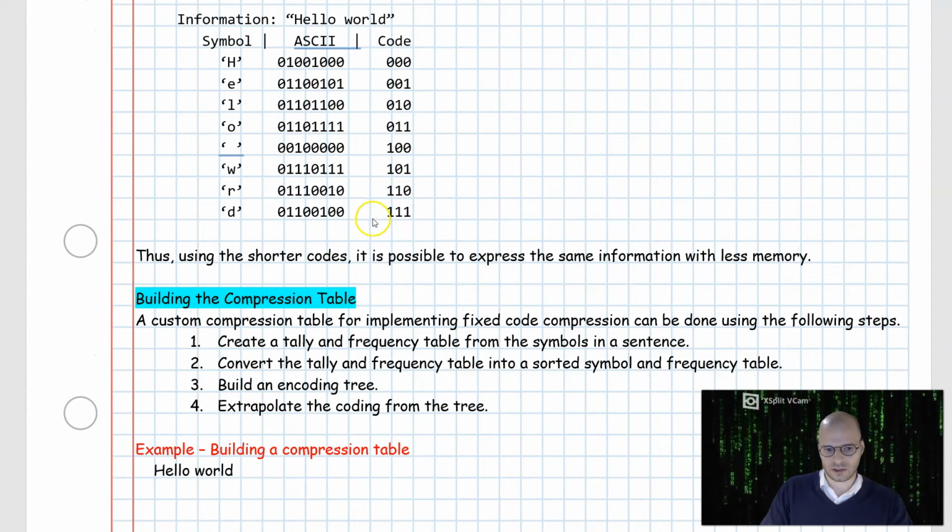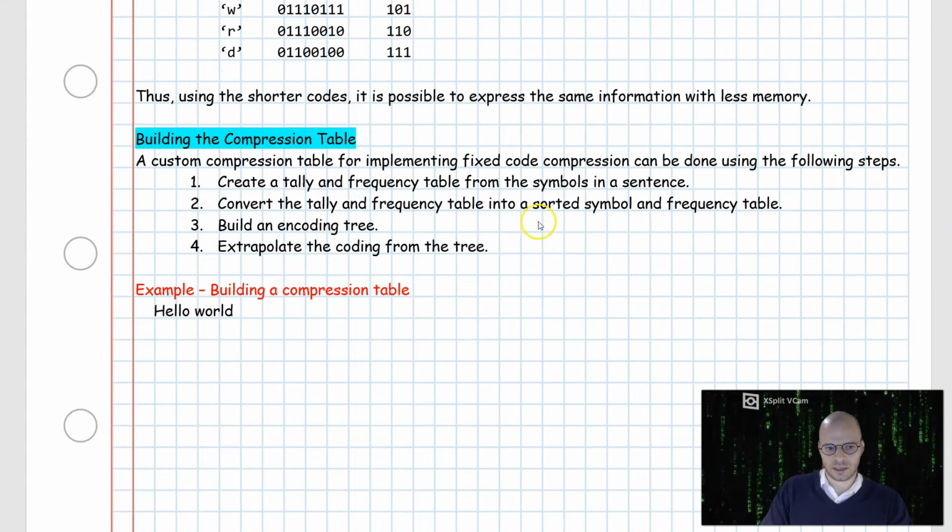So what we can see is that using shorter codes, it is possible to express the same information with less memory requirement. Now to be able to build a custom compression table, we have a few steps that we follow. The 4 steps we follow are: in the first one, we create a tally and frequency table from the symbols within a sentence that we're trying to compress. Secondly, we convert the tally and frequency table into a sorted symbol and frequency table, after which we build an encoding tree, and then finally we extrapolate the coding from the tree itself. Now there's quite a lot of jargon here, so we'll use an example to demonstrate how this process can be carried out.